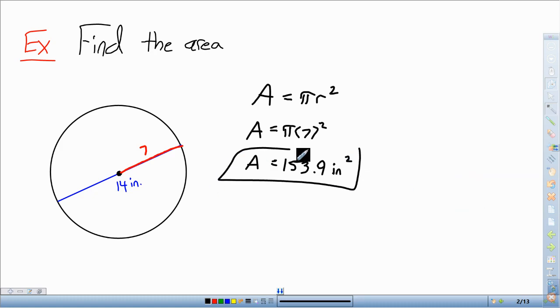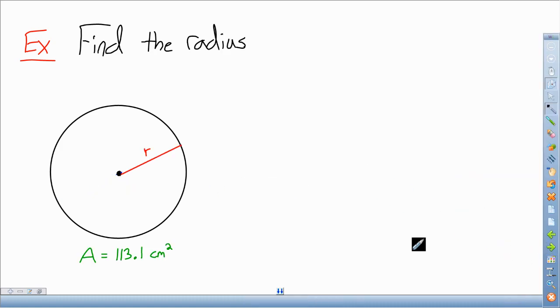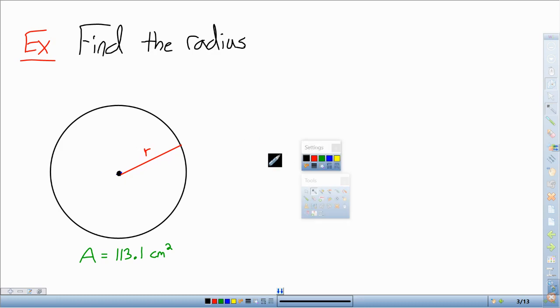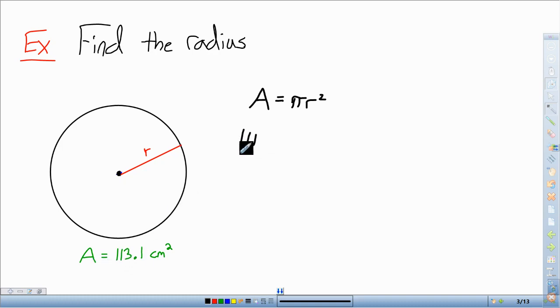Okay, so let's take a look at one that's doing basically the opposite. This one is giving us the area of our circle, and it's asking us to find the radius. So copy this and we'll try it out. First things first, again, let's write out the formula. Area equals pi r squared. This time we know the area, so I'm going to plug in 113.1, equals pi r squared.